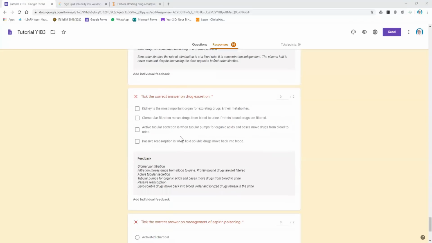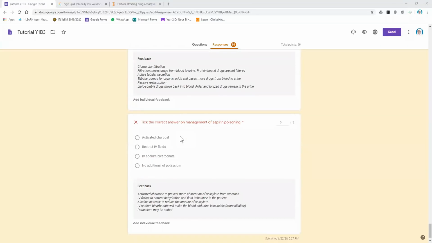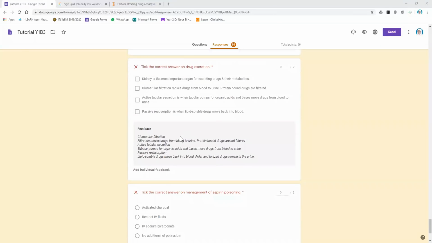And the last two. Take the correct answer on drug excretion. The kidney is the most important organ for excreting drugs. True. Glomerular filtration moves the drug from the blood to urine. True. Protein-bound drugs are filtered. This is false. Protein does not get filtered, that's why the name is glomerular filtration.